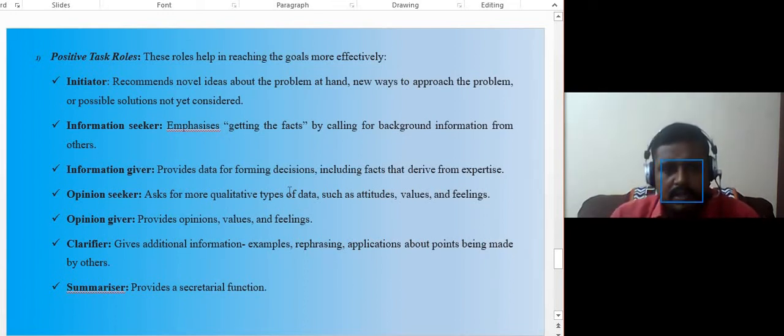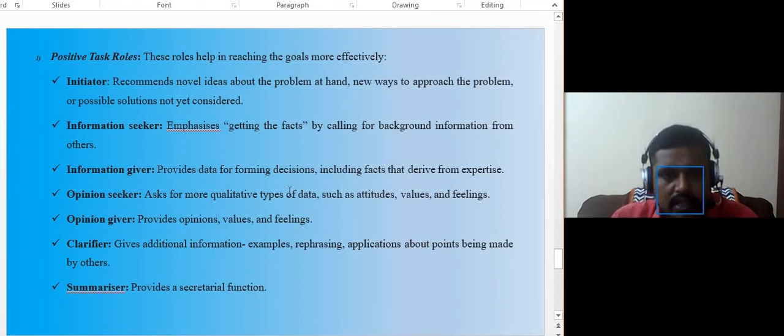Some of the positive task roles in competency mapping. These roles help in reaching the goals more effectively. The first one is called Initiator. The second one is called Information Seeker. The third one is called Information Giver. The fourth one is called Opinion Seeker. The fifth one is called Opinion Giver. The sixth one is called Clarifier. And the last one is called Summarizer.